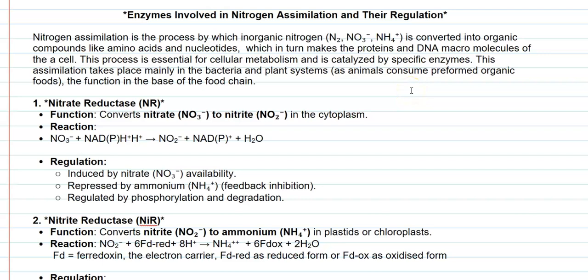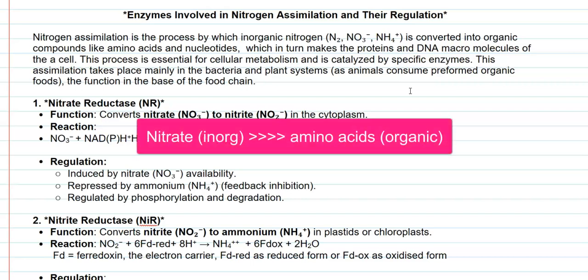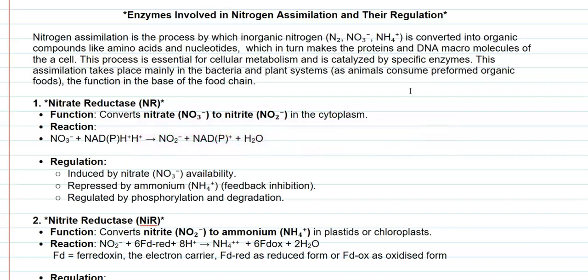Dear students, in this screencast lecture, we are going to learn about the enzymes involved in nitrogen assimilation, that is taking nitrogen inside, and how that whole process is regulated. Nitrogen assimilation is a process by which the inorganic forms of nitrogen, such as nitrogen gas, nitrate or ammonia, are all converted into organic forms, which include amino acids and nucleotides.